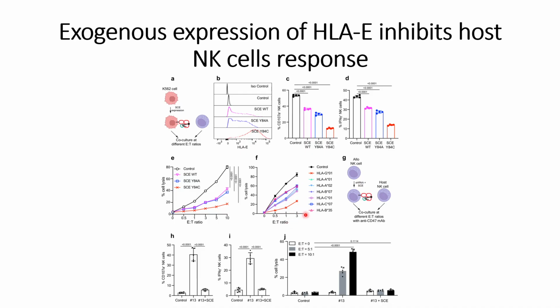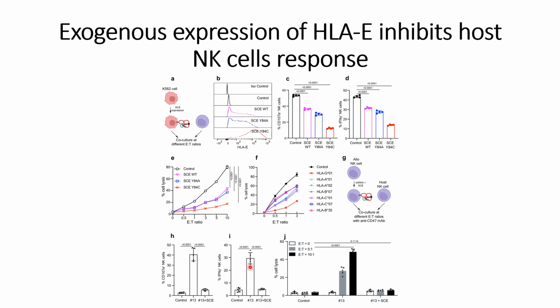Thereafter, once they optimized the conditions, they used allogeneic NK cells and expressed this optimized SCE with the Y84C mutation, along with anti-CD47 antibodies to prevent the NKG2A signaling pathway, so that they can get the results of the immunogenic response without any effect of NKG2A inhibition. They co-cultured these allogeneic NK cells, transduced with shRNA to suppress HLA-ABC, while also expressing SCE of the Y84C mutant with the HLA-G peptide, with host NK cells from a healthy donor.